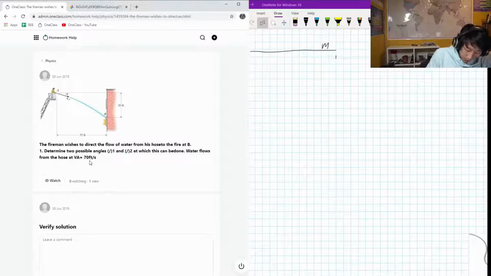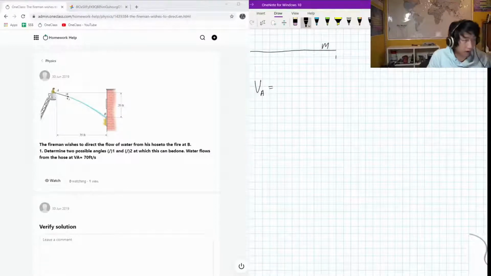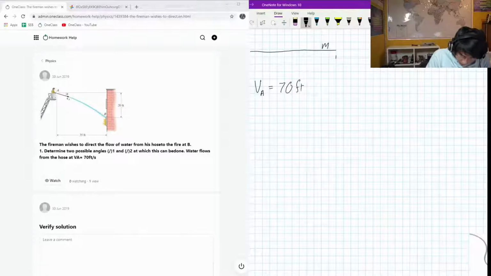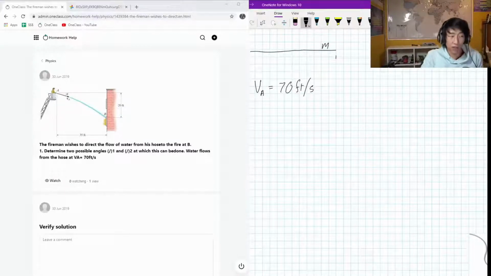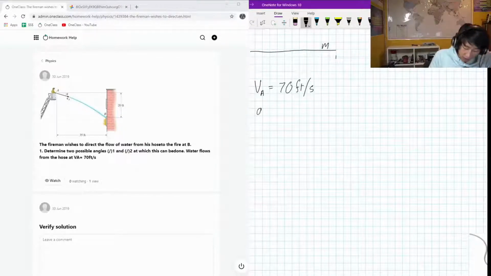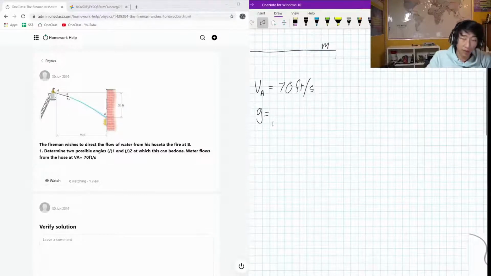Okay, cool. So let's just write that out. They use VA, so we'll use VA. I would use VW for water, but we've got to stay with the question and what they gave us, and that is 70 feet per second. Another thing we want to keep in mind is the acceleration due to gravity. Gravity is what's causing this water not to just go in a perfectly straight line. Since this is in feet per second, we need gravity in feet per second, which is 32.2 feet per second squared.